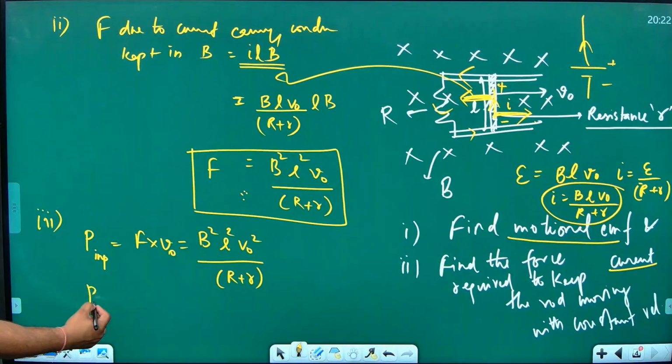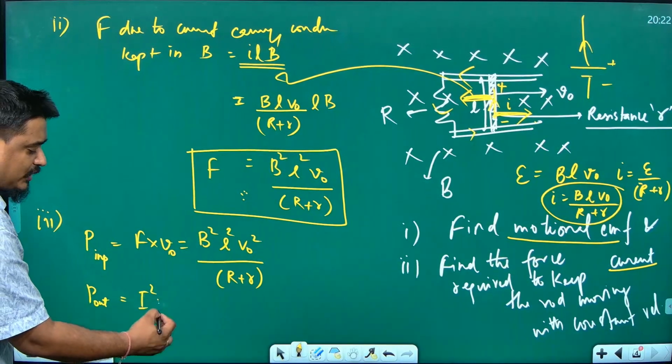How do you find the output power, which will be produced by the current? How much will that be? I square R. You forgot the formula.